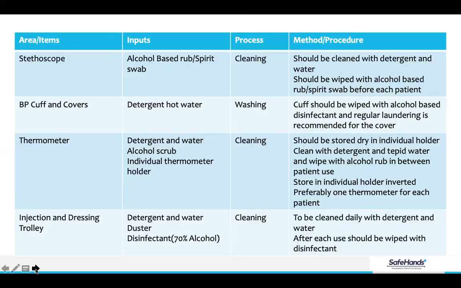Now the process and methods for the procedure. How to clean a stethoscope? The stethoscope should be cleaned with a detergent and water, and should be wiped with an alcohol-based spirit swab before each patient. BP cuff and covers: detergent, hot water, washing. Cuffs should be wiped with an alcohol-based disinfectant, and regular laundering is recommended for the covers.